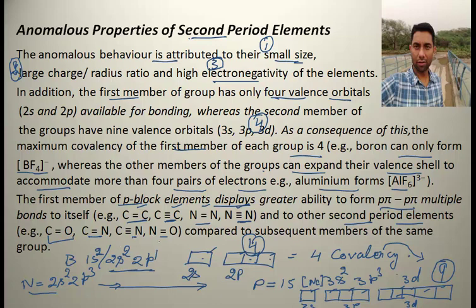So this multiple bond formation property is limited to small size and large charge. That's why the orbitals can undergo overlapping to a greater extent, resulting in pi bond formation. We will discuss this pi bond later on in the 4th chapter. So due to these 4 reasons, the second period elements show anomalous properties.